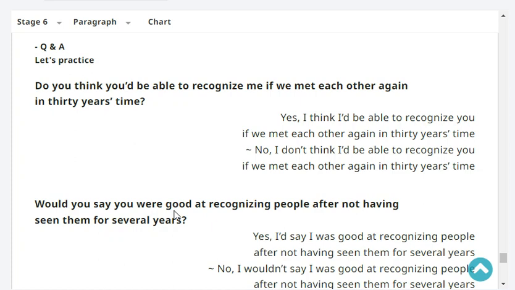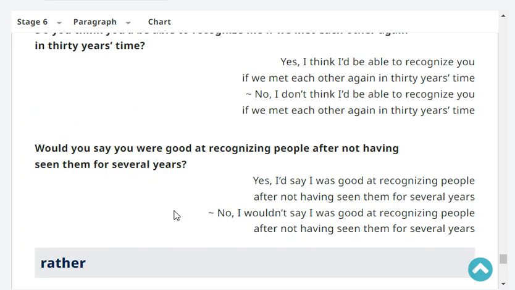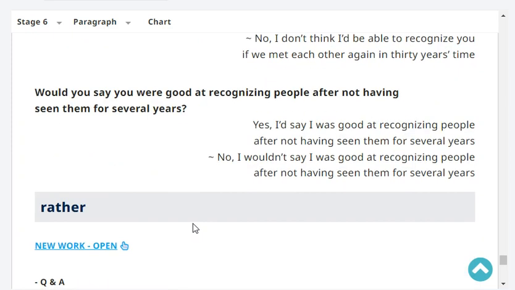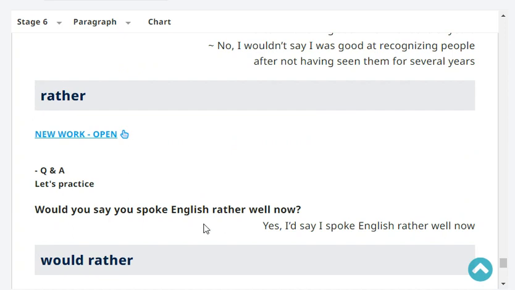Would you say you were good at recognizing people after not having seen them for several years? Yes or no? Yes, I'd say I was good at recognizing people after not having seen them for several years. Very good. Several years. Very good.